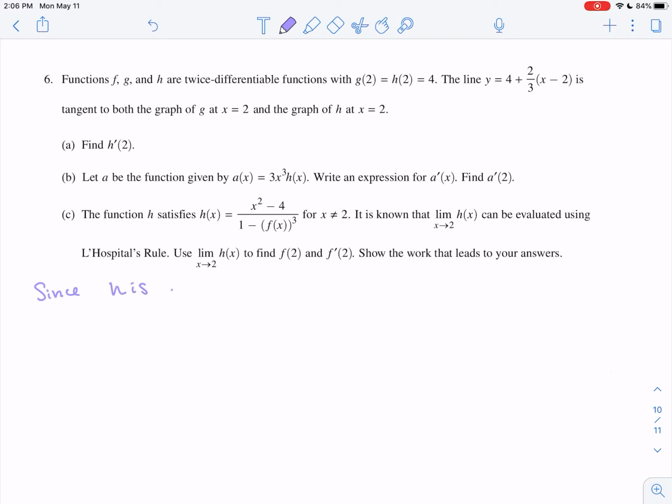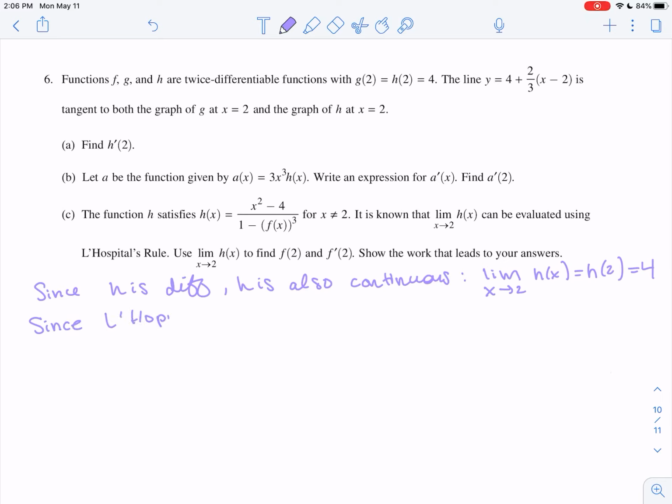Since h is differentiable, h is also continuous, right? So in other words, the limit as x approaches 2 of h of x has to be equal to h of 2, which is 4. Okay.